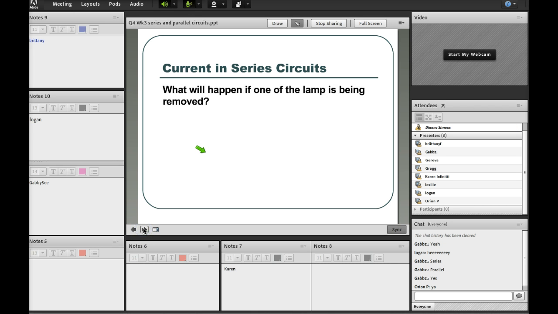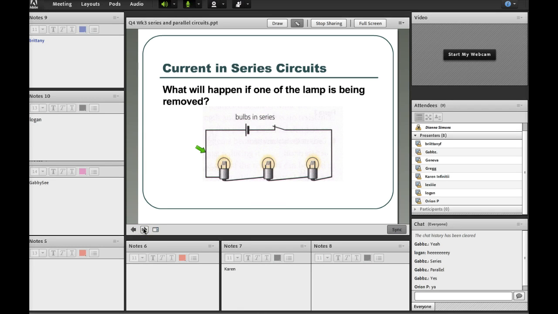So what will happen if one of these lamps is being removed in this circuit? If I take out one of these light bulbs or one of these light bulbs go out, what happens to the other ones? Anybody? Would there be less resistance? There would be less resistance.